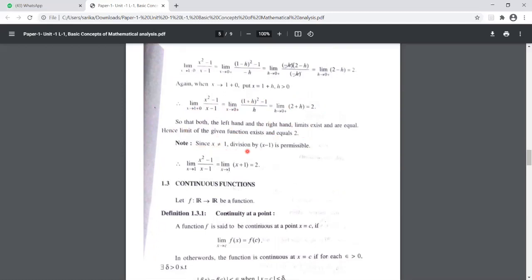Since x is not 1, division by x minus 1 is permissible. So I'll write limit as x tends to 1 of (x square minus 1) upon (x minus 1), which is x plus 1, and the value of it is 2.